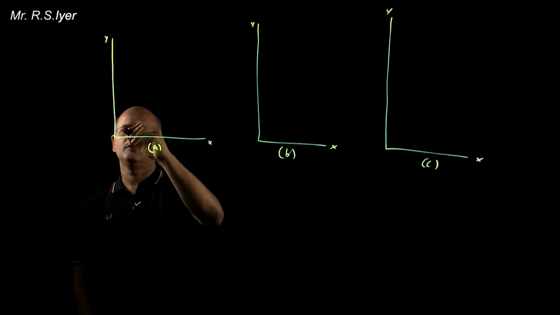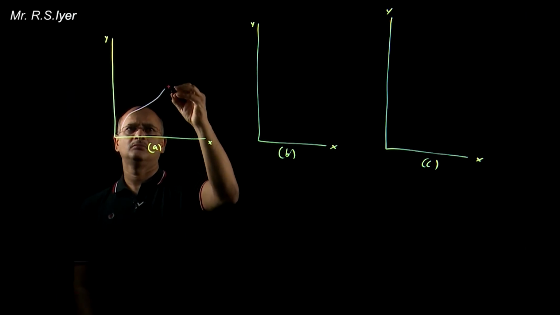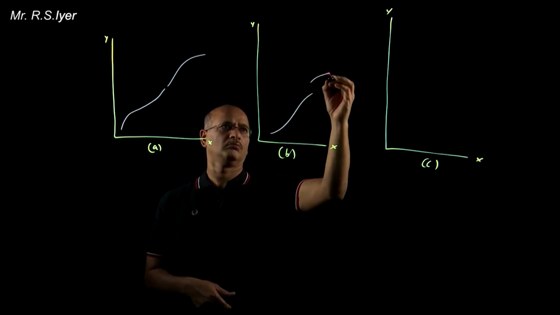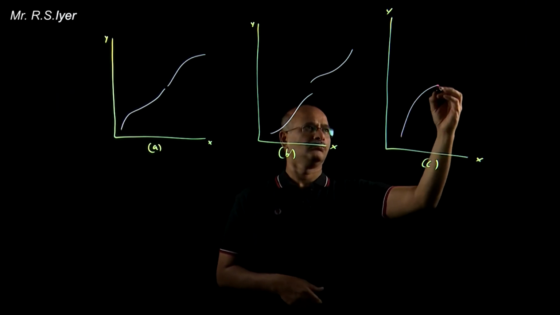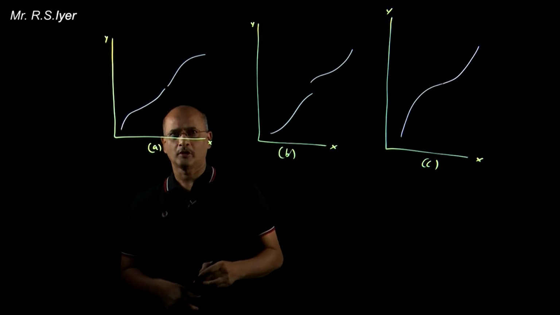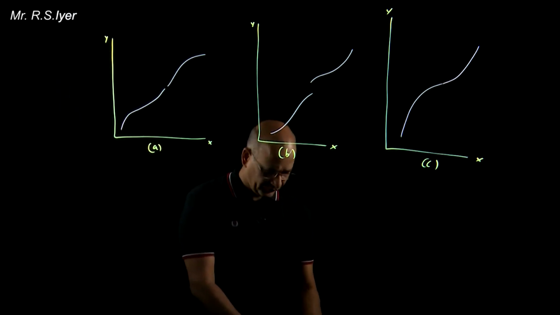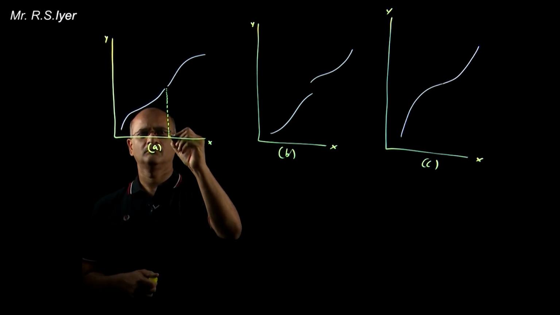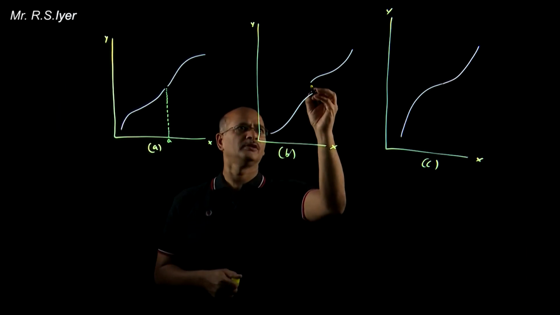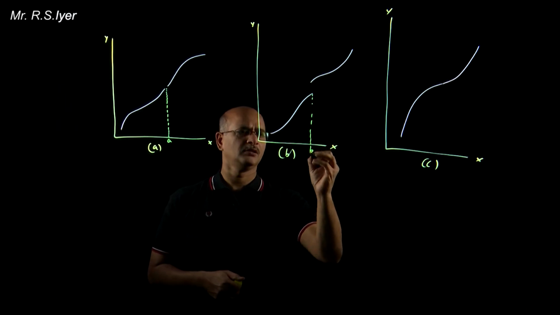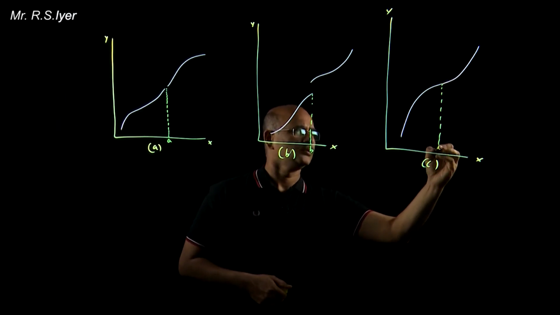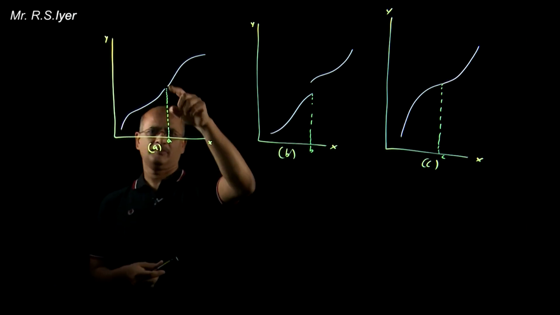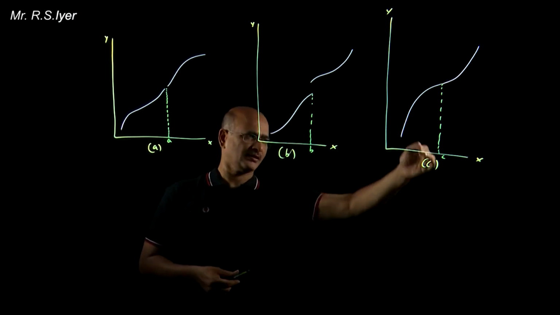This is a function, this is a curve of a function. I had given you three situations, and this point is A, this point is B and this point is C. This is just labeling A, B, C. The x axis values are A, B and C.